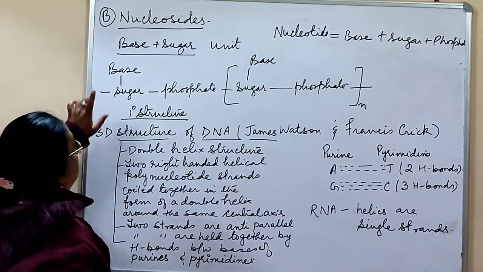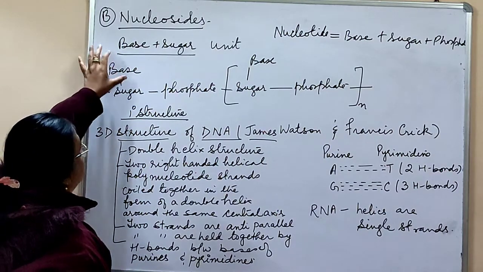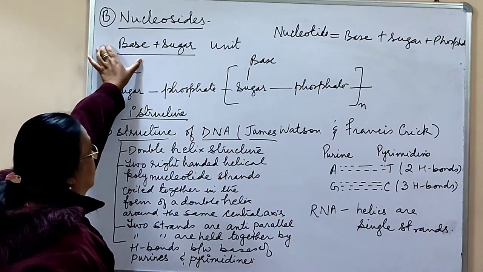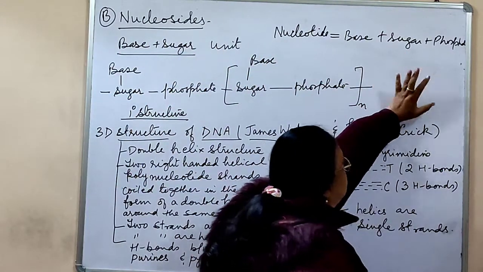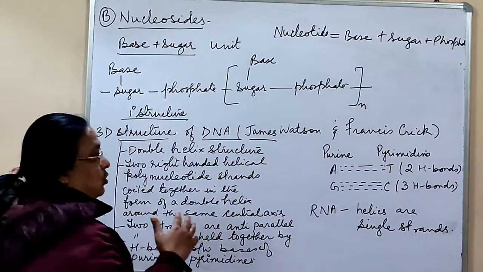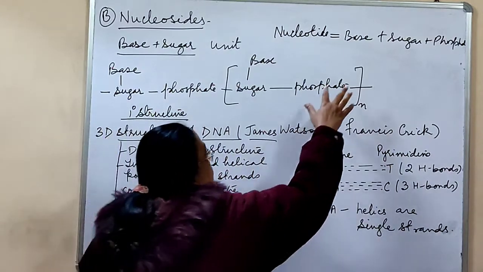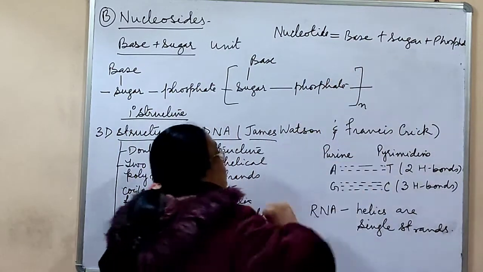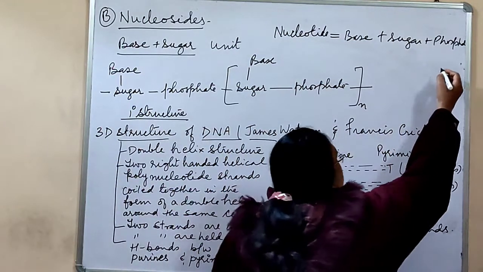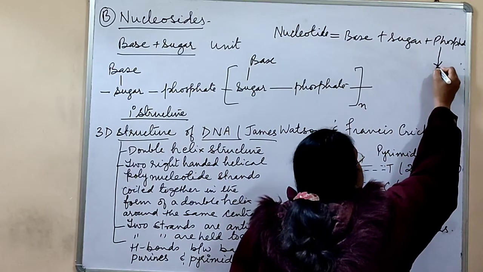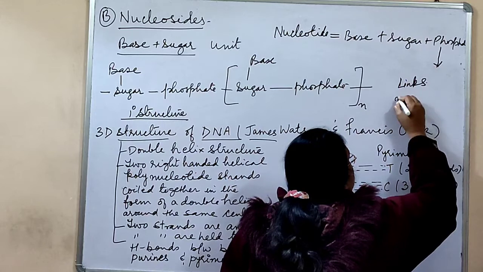So nucleosides, here you can see, are your base-sugar unit. And nucleotide is the base, sugar and phosphate unit. So actually this nucleotide is repeated over and over again through this part. So base and sugar, and phosphate is the chemical that links one nucleotide to the next, it links nucleotides.